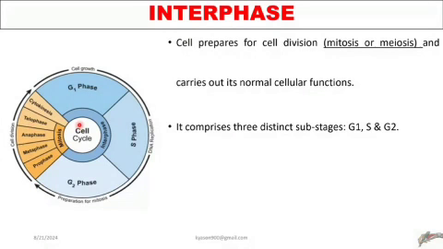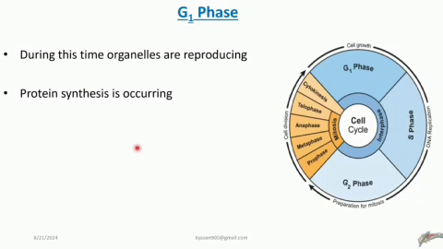So very simple. G stands for growth. So this is the first growth phase. This is the second growth phase. S stands for synthesis. Okay, so it's very easy. As I've said, this is just basic information which some of you already know, and it's very easy to understand.